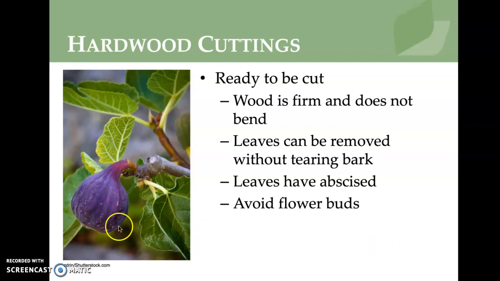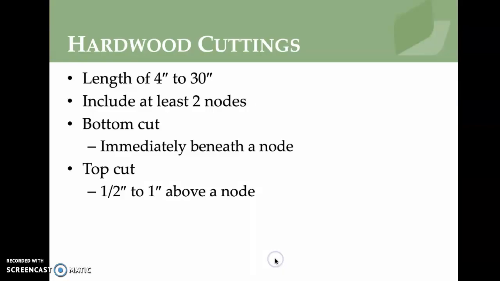And this is actually a purple fig on this one. So they should be 4 inches to 30 inches in length, kind of depending on the species you're working with. They should have at least 2 nodes. If you don't remember what nodes are, that was, I believe, chapter 9. That should have a bottom cut immediately beneath the node, and then a top cut 1/2 to 1 inch above the node.